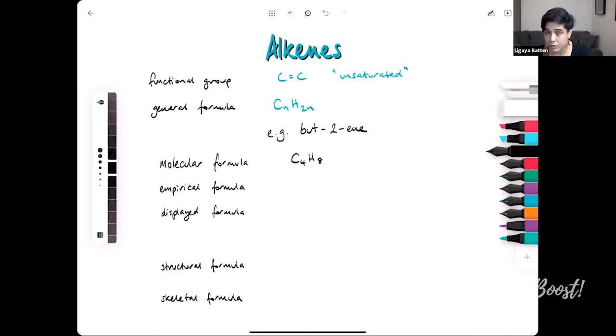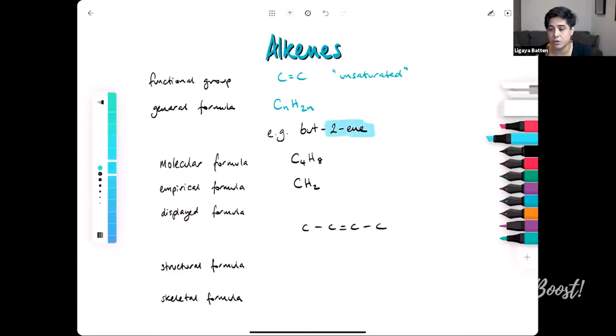C4H8. The empirical formula then, 4 does go into 8, so the empirical formula will just be CH2, because that's the simplest whole number ratio of C4H8. The displayed formula, 1, 2, 3, 4 carbons with a double bond in between the second and the third carbon, and that's because of this naming here.